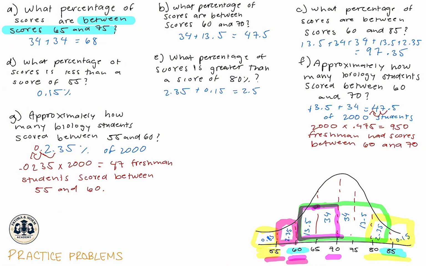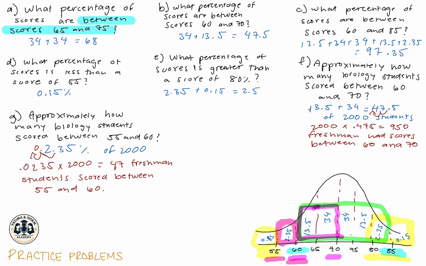F is a little more of a tricky question as it is asking for how many instead of a percentage. For that, you would just add the percentages still, and that would give you 47.5 of the 2,000 students because that's the amount of students that we have.